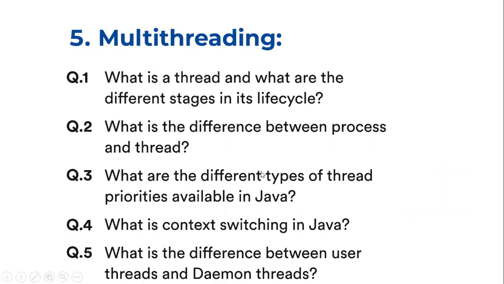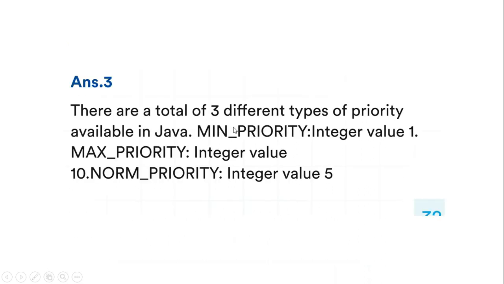Third question is, what are the different types of thread priorities available in Java? So there are a total of 3 different types of priority available in Java. That is min priority, integer value is 1, max priority, integer value is 10, norm priority, integer value is 5. The interviewer might ask you, what is the max priority integer value? You have to say 10. If he asks norm priority integer value, you have to say 5. So remember these integer values. These are most critical. It will be asked specifically in interviews.